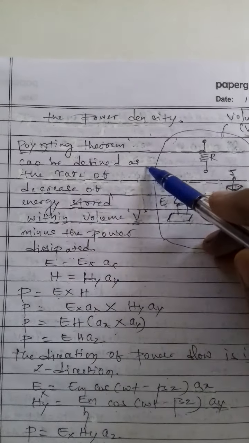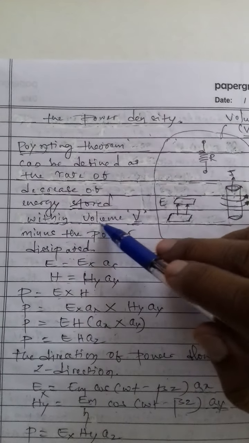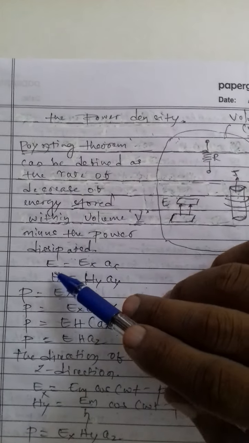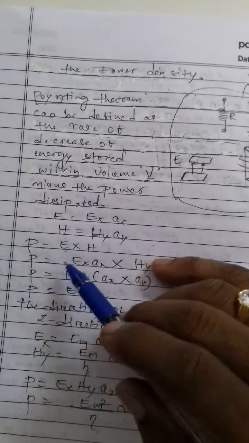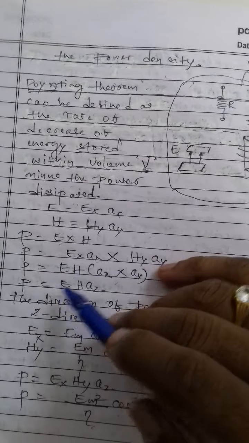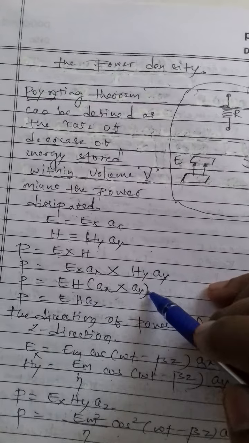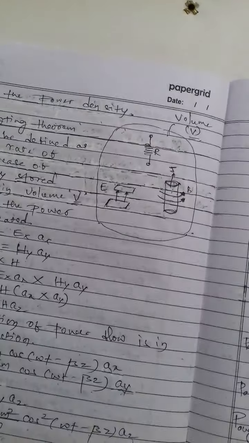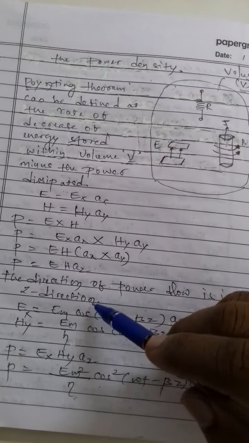Poynting theorem can be defined as the rate of decrease of energy stored within the volume V minus the power dissipated. So E is equal to Ex ax, H is equal to Hy ay. So P is equal to E cross H, which is Ex ax cross Hy ay, equal to Ex Hy az. The direction of power flow is in the z direction.